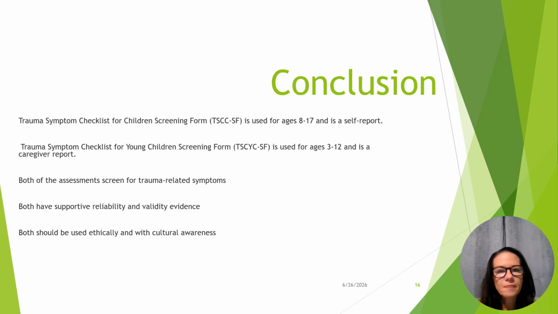In conclusion, the Trauma Symptom Checklist for Children screening form is a self-report assessment for children ages 8 to 17, and the Trauma Symptom Checklist for Young Children screening form is a caregiver report assessment for children ages 3 to 12. Both are helpful in identifying trauma-related symptoms, and research supports their reliability and validity. When used ethically and with cultural awareness, they can be useful tools in child trauma assessment.